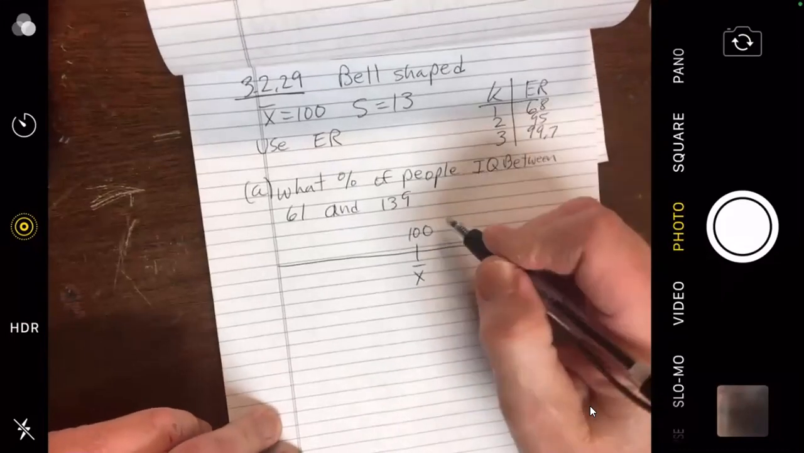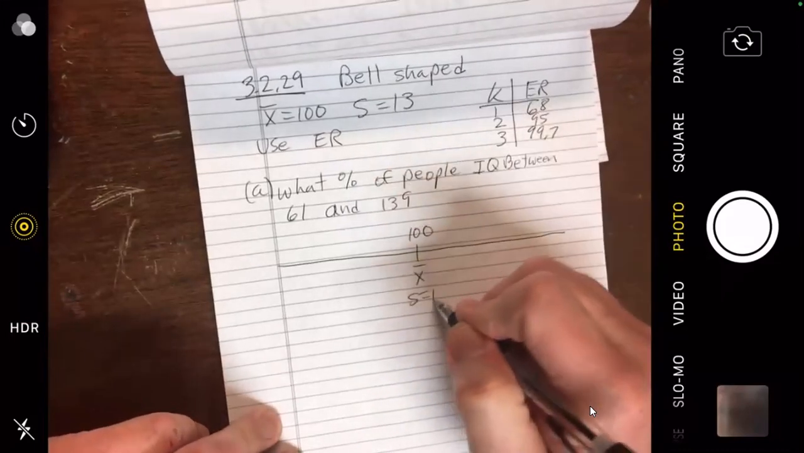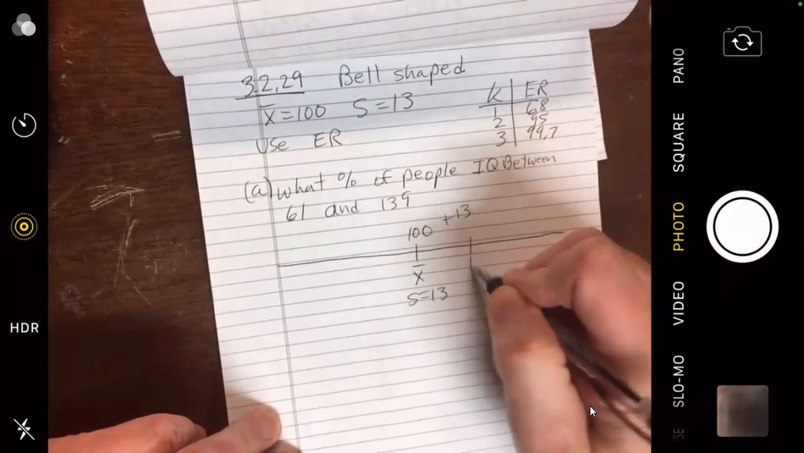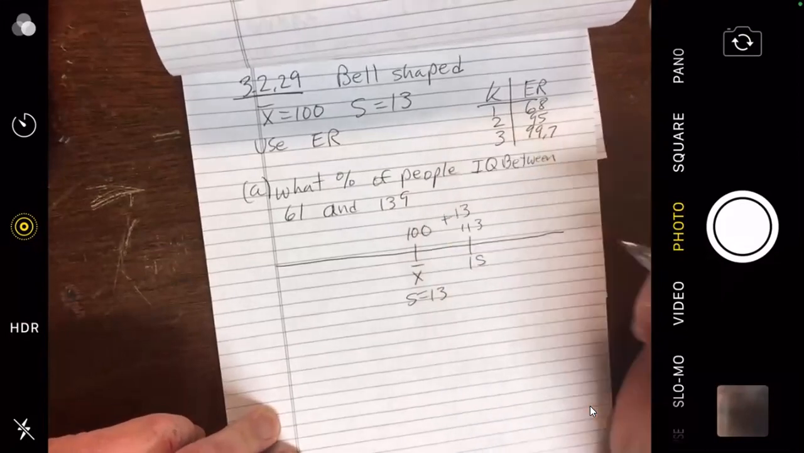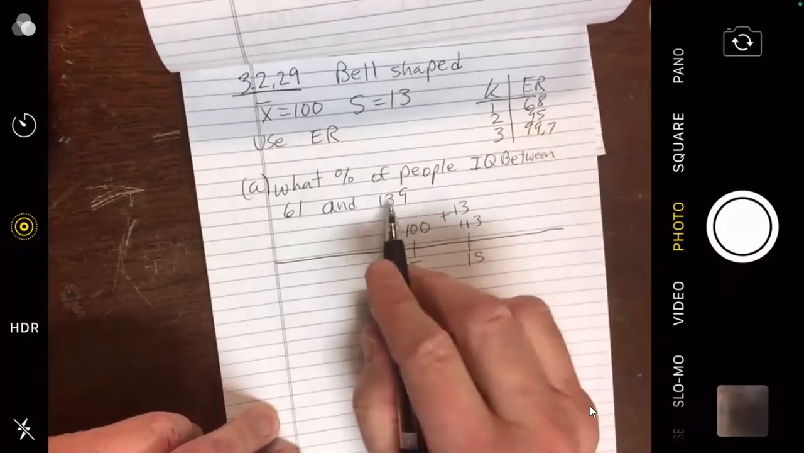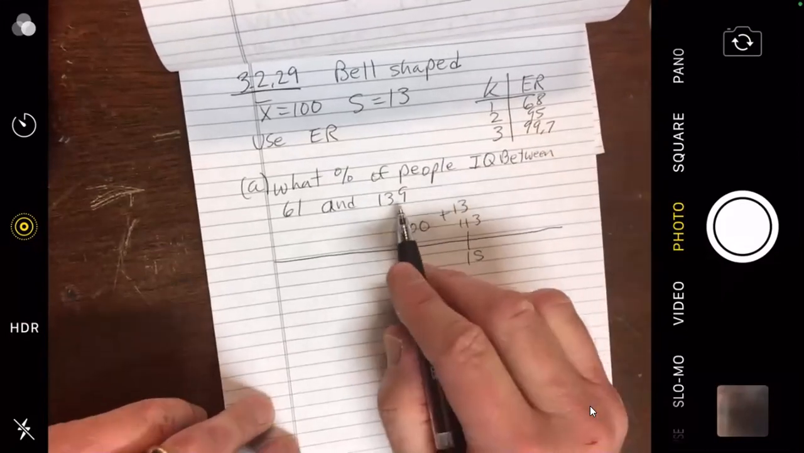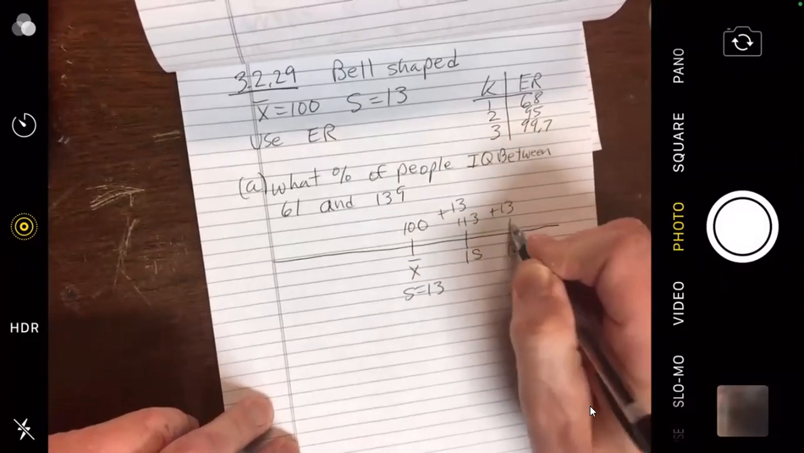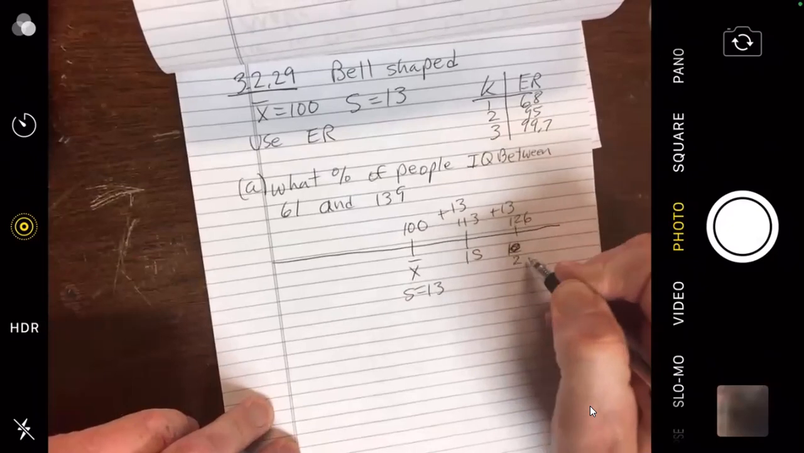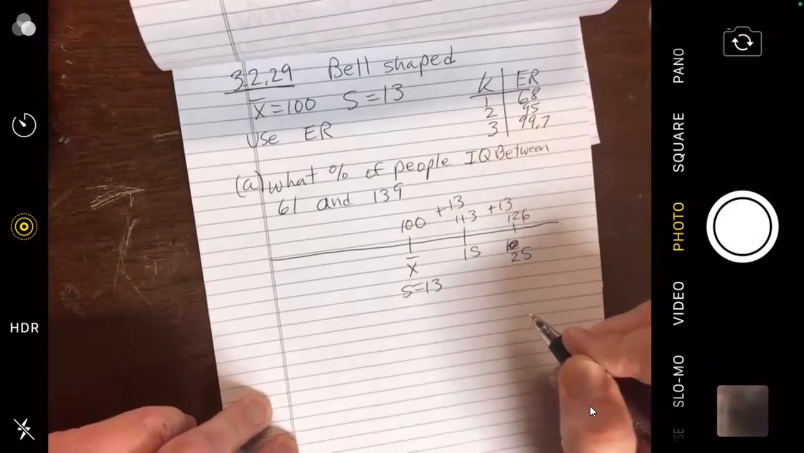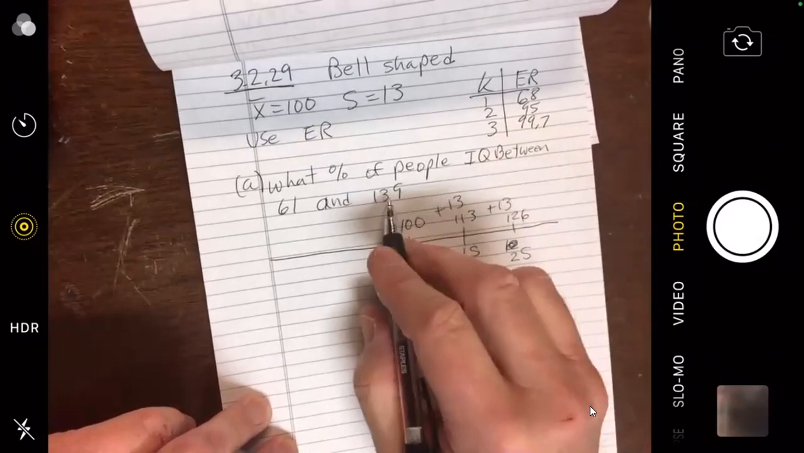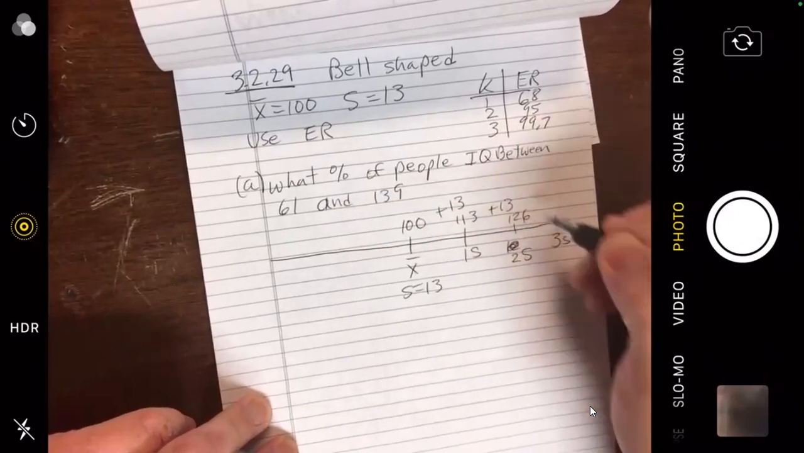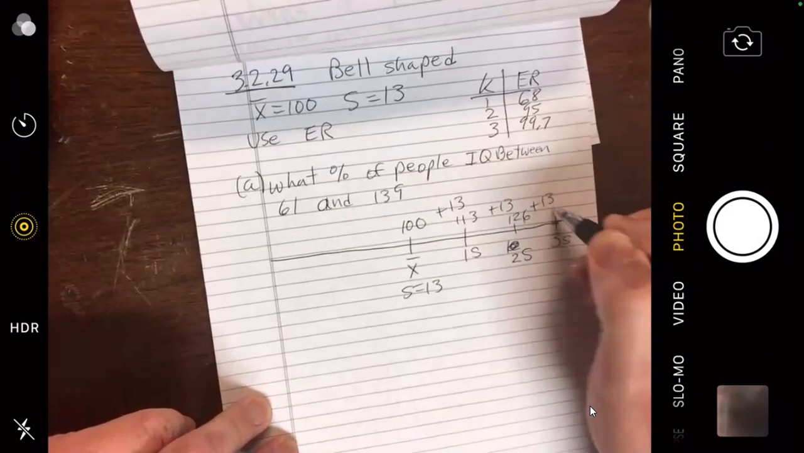So I would just build it out. Your standard deviation equals 13. If I go plus 13, one standard deviation, I'd be at 113. I haven't hit 139, so it's not a 1. If I add 13 again, I'm at 126. That would be 2 standard deviations. Still haven't hit 139. So if I go out to 3 standard deviations, plus another 13, there's my 139.